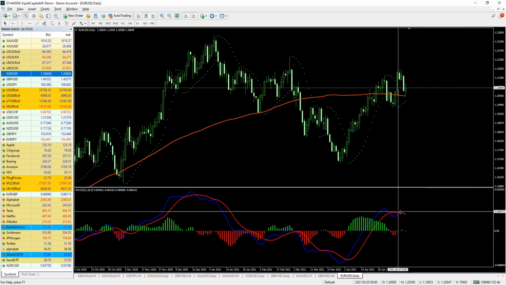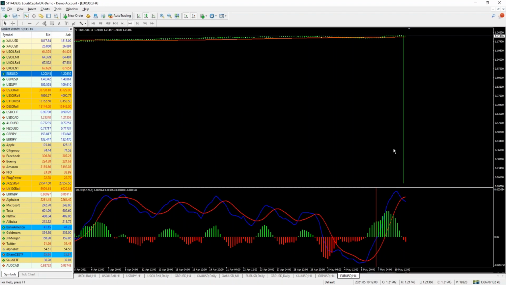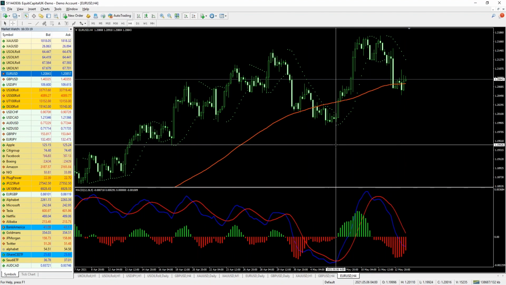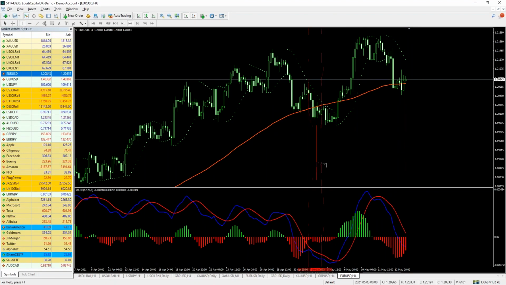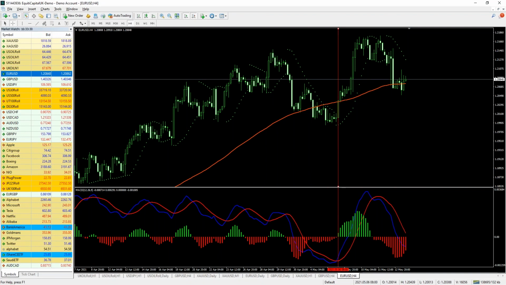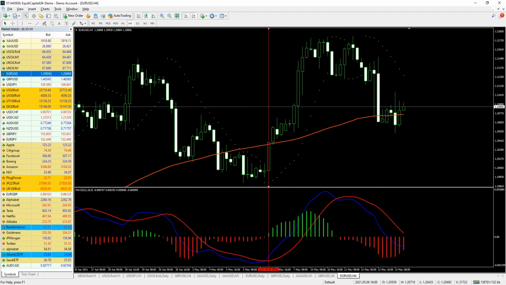So for instance, over here, exactly here, this is for the euro dollar on the daily basis. Let's use the 4 hour chart. Here there was a signal, a reversal, and prices closed above the moving average. So now I'm allowed to take buy trades. At the same time, I'll need to wait for these two lines to cross above the zero.